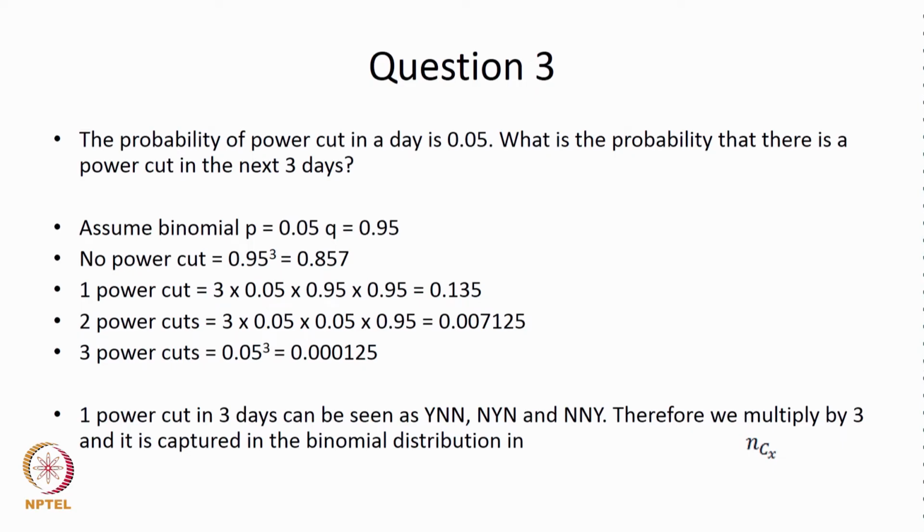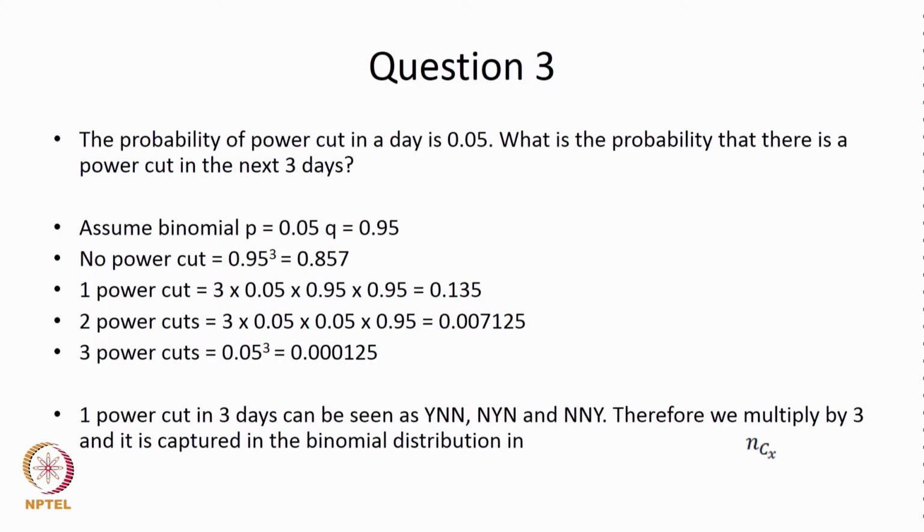There is one power cut is nC1 p to the power 1 q to the power 2, which is 3 into 0.05 into 0.95 into 0.95, which is 0.135. Two power cuts is 3C2 p to the power 2 q to the power 1. You see 3C2 is 3, p to the power 2, 2 times multiplied, q to the power 1, 0.007125, and 3 power cuts is 0.05 cubed is 0.000125. So one power cut in 3 days can be seen as yes, no, no, no, yes, no, and no, no, yes, which happens 3 times.